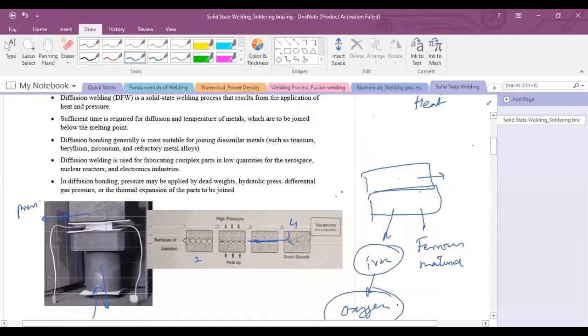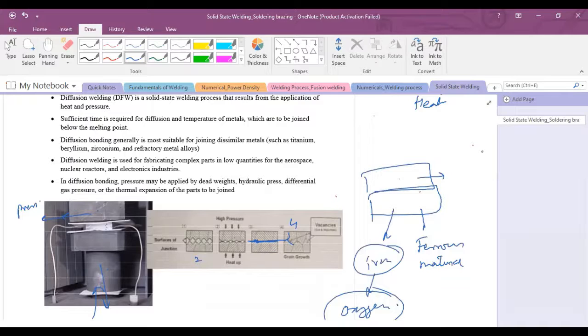The disadvantage of this welding is that it is very time consuming, and one more point is that the initial investment is very high. In diffusion welding, the advantage is that you can weld similar and dissimilar metals. You can weld ferrous and non-ferrous materials. You can weld cobalt with copper. Both are different materials. So this is the advantage of this diffusion welding.